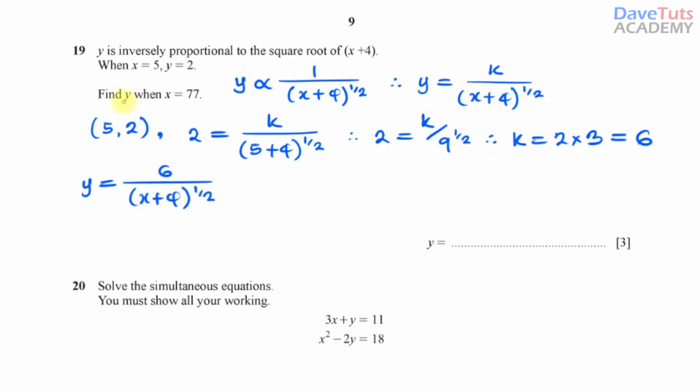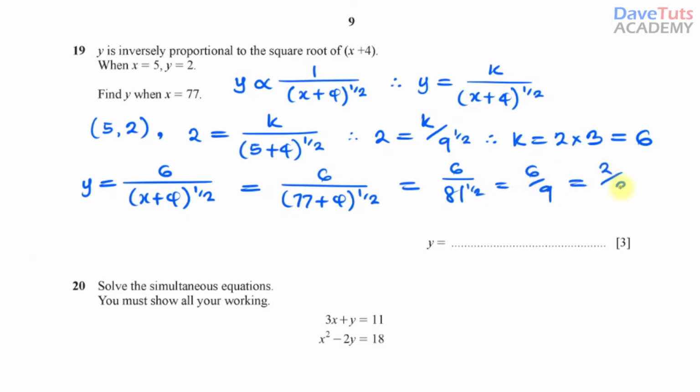So now we have to find y when x is 77. So for x to be 77, that means y is going to be 6 over 77 plus 4 raised to the power 1 over 2. 77 plus 4 is nothing but 81. So we have 6 over 81 raised to the power half, which is 6 over 9, because 81 raised to the power half is the square root of 81, which is 9. So 3 can go here. 3 in 6 is 2, and 3 in 9 is 3. So y will be 2 over 3 when x is 77. Okay?